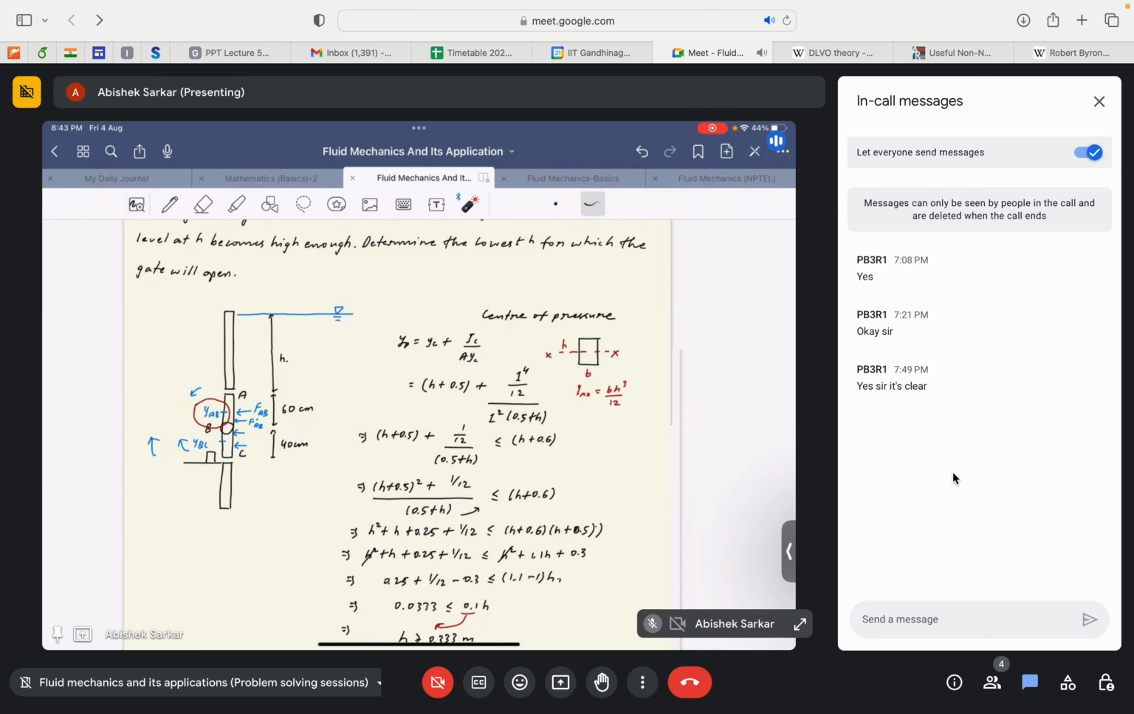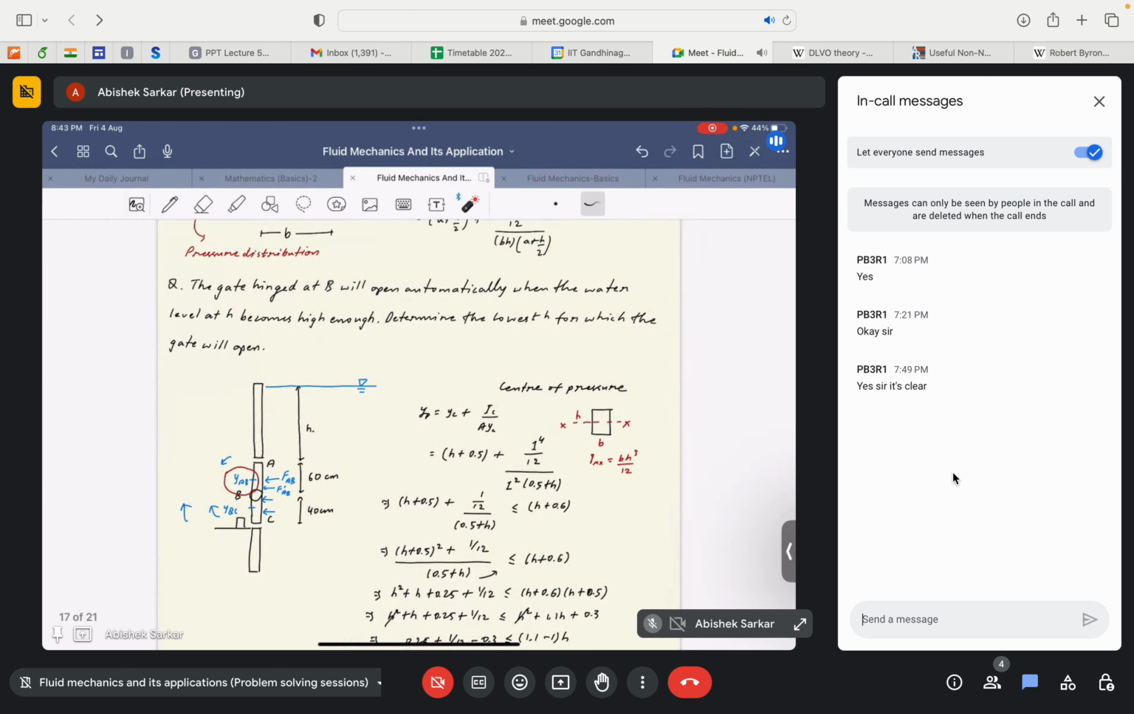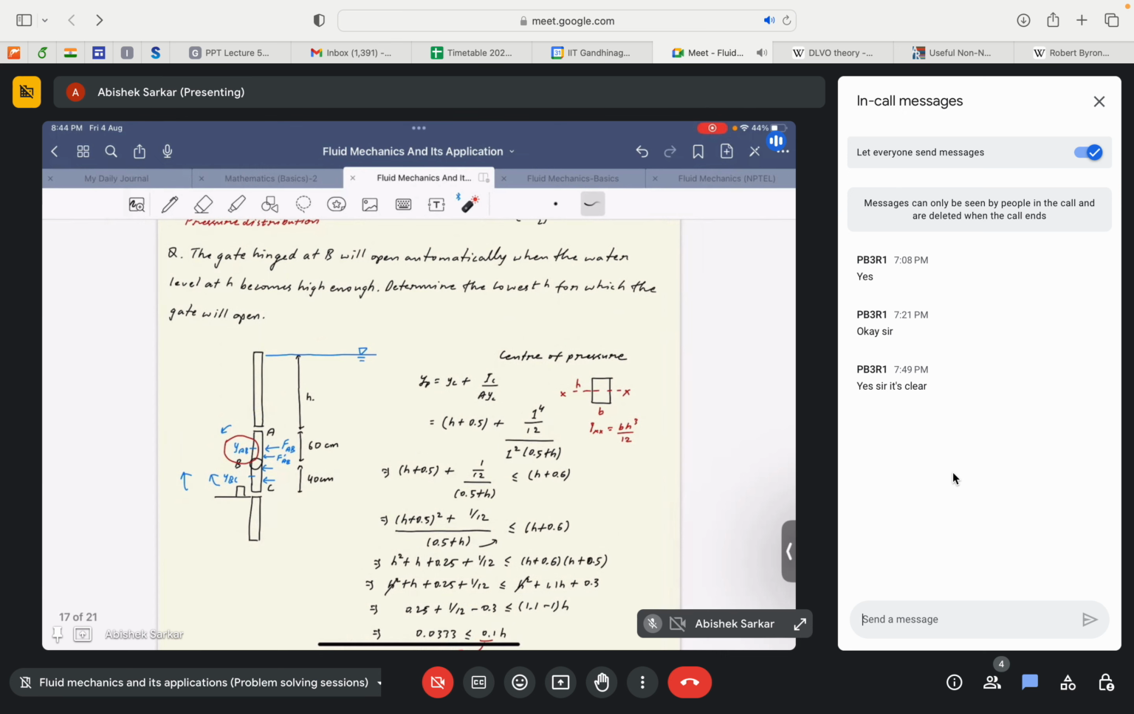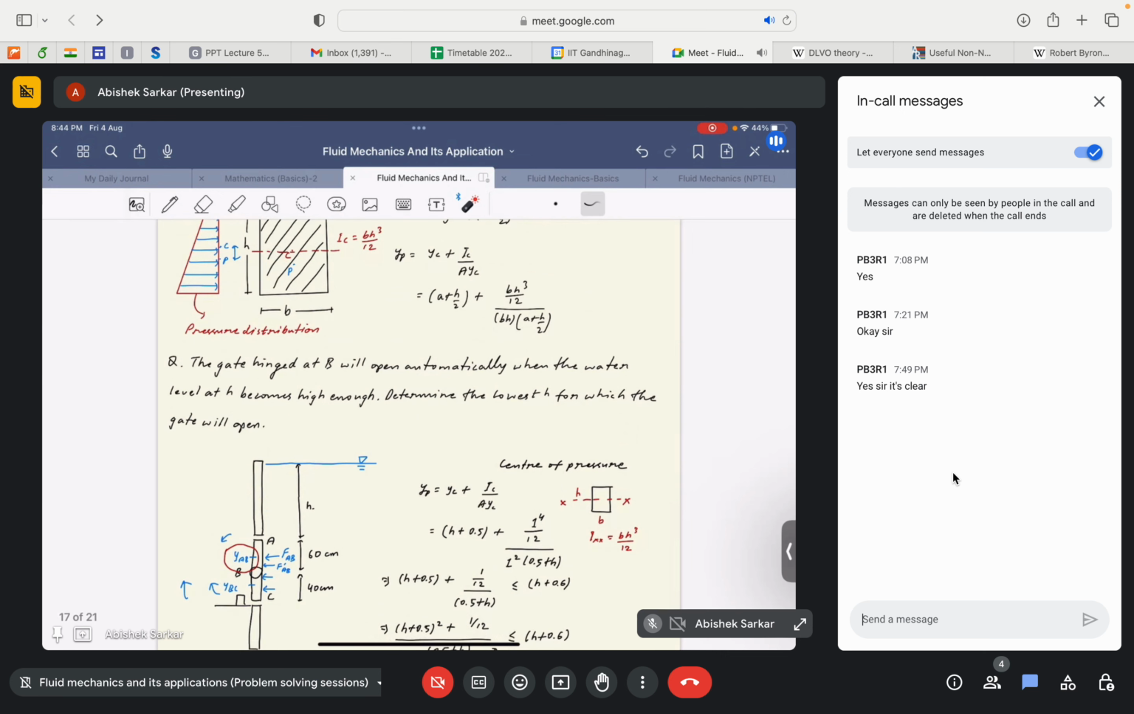So we look into this problem. I hope I'm able to explain it to you properly. Okay. So consider this diagram. A gate hinged at B will open automatically when the water level H becomes high enough. Determine the lowest value of H for which the gate will open. Okay. So I will hide the solution right now.